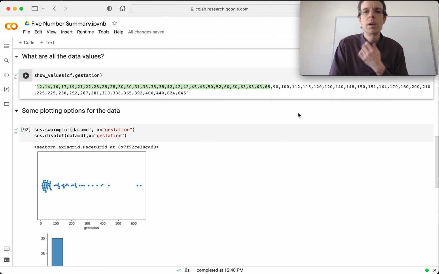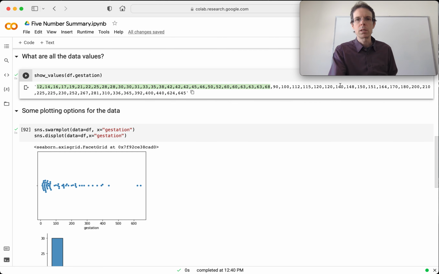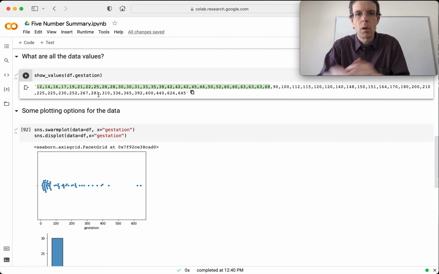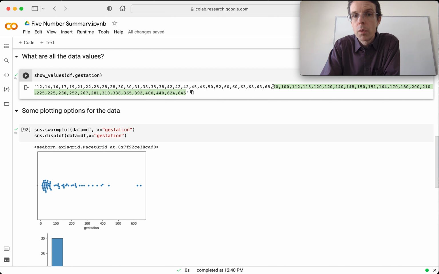So that gives us this. It looks like less than half in this display, but that's because all the 3-digit numbers are out here, and they're physically longer than the 2-digit numbers. So that's 29 data values here, and that's exactly half of the data values. And then from 90 up to 645, that's the other 29 data values. And so the cut point is right in between 68 and 90, and we will find the median exactly in the middle there. So the midpoint between 68 and 90 is 79, and that'll be the median.